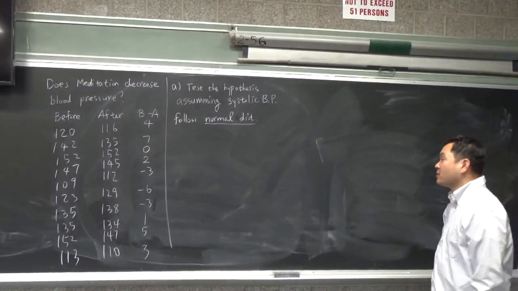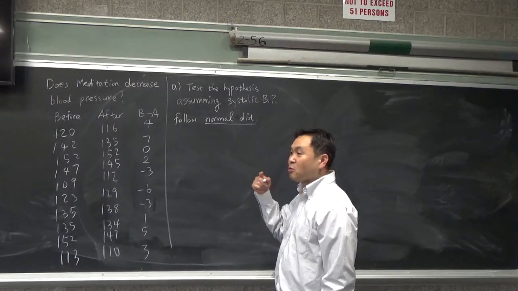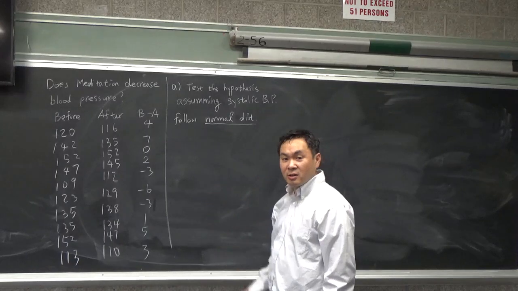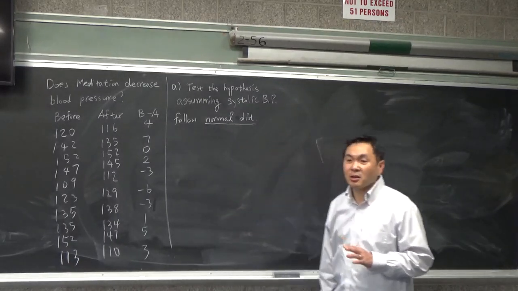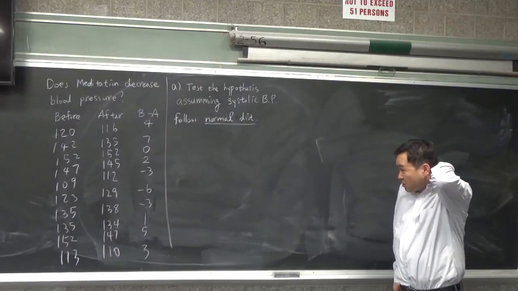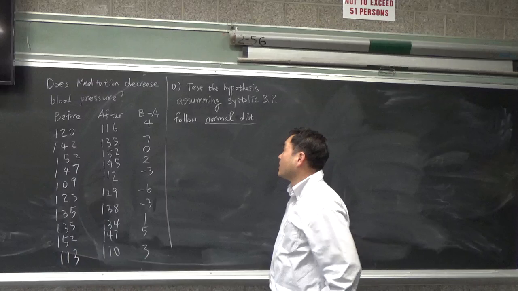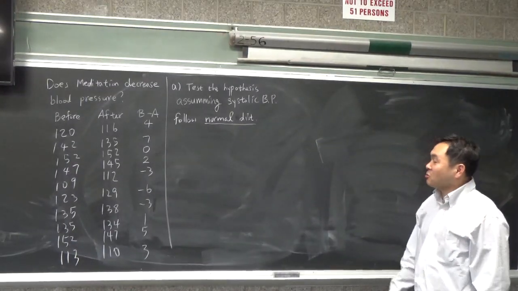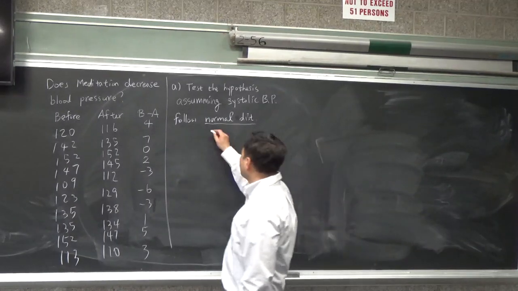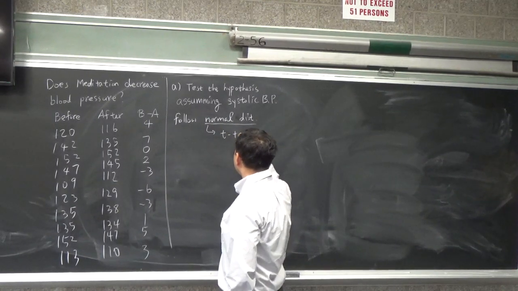If you have some strong evidence that people's blood pressure is overly following a bell curve, then you can use this. If it's highly skewed or it's just totally chaotic, then you can't use this, right? Okay, so assuming that it's normally distributed, that means I can use the t-test.